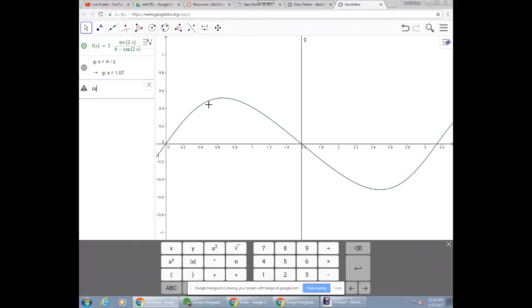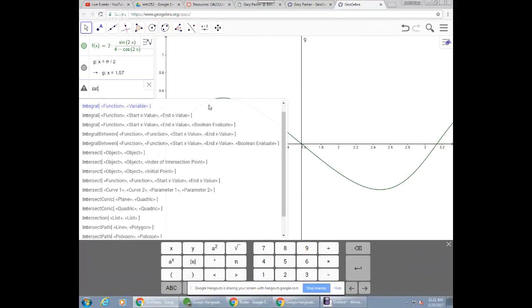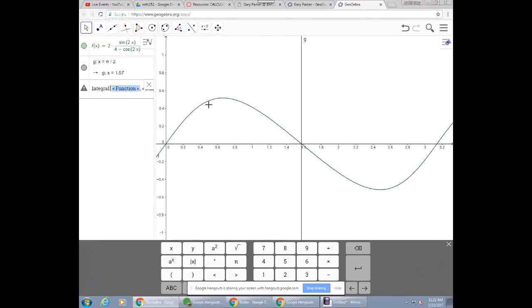And so in GeoGebra, I just say, okay, give me an integral with a function, start value, end value. Function here is called f. Start value is 0. End value is pi over 2. And it's automatically shading it, looking good. And then we hit enter, and we get 0.51. Let's see. Does GeoGebra know the natural log?